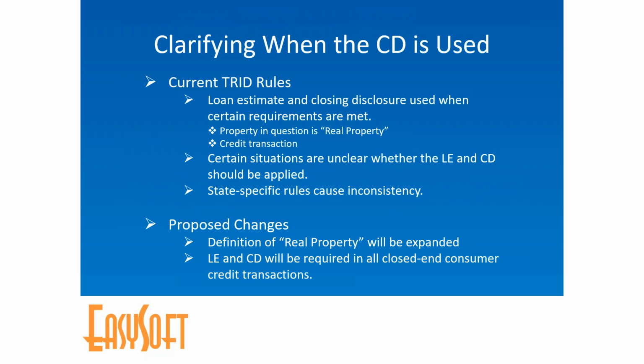A recent presentation sponsored by Fidelity National pointed out that some closings, such as those involving cooperatives, fit into a vague space in the current laws, where it becomes unclear whether the loan estimate and closing disclosure are actually required. This is especially true in cases like cooperatives where the states have varying definitions of what is and is not considered real property. To account for this, the CFPB proposed change will define real property itself, requiring the TRID disclosures in all closed-end consumer credit transactions, regardless of state laws.